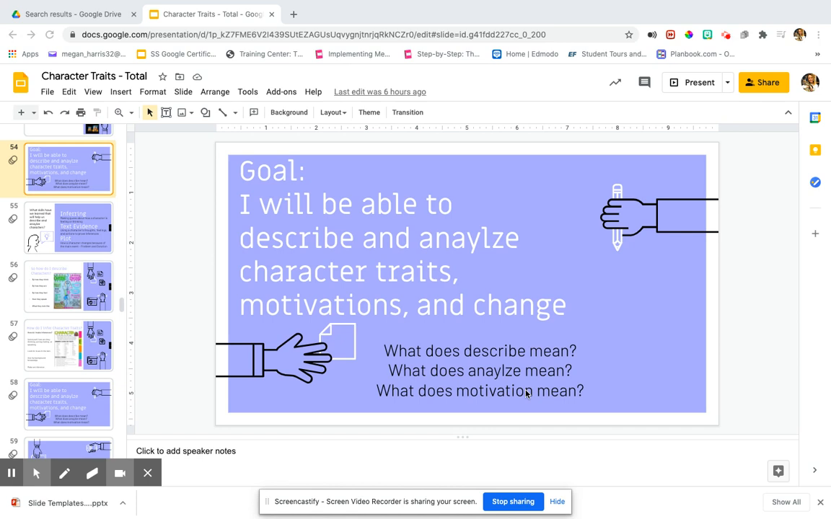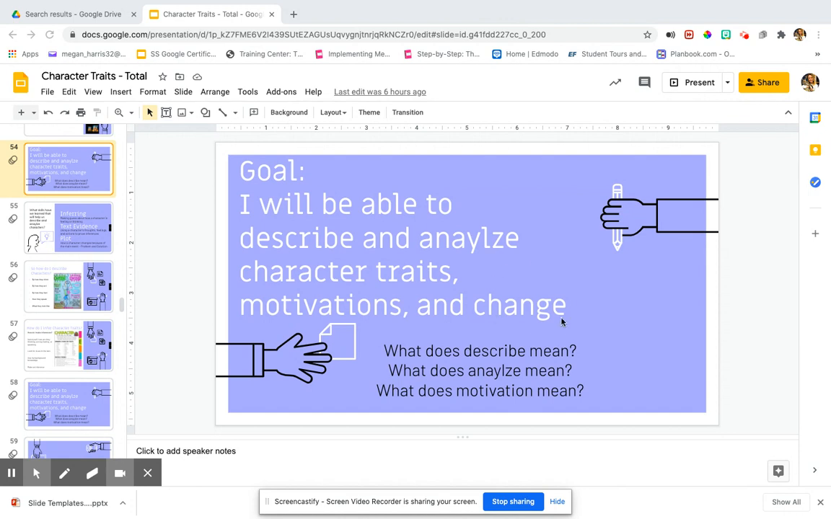Hey guys, what we're going to do today is continue to dig into character traits, but we're going to step up the level a little bit by using RAP when we talk about characters. So this is still going to be our goal. We are going to be able to analyze and describe character traits, motivations, and change.